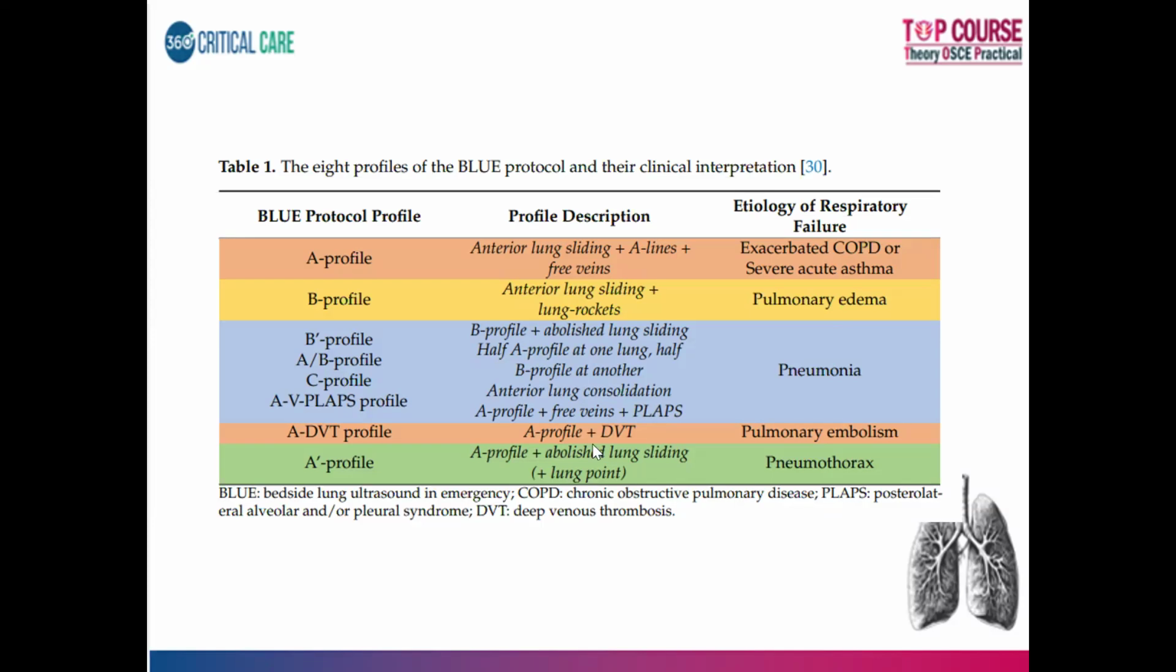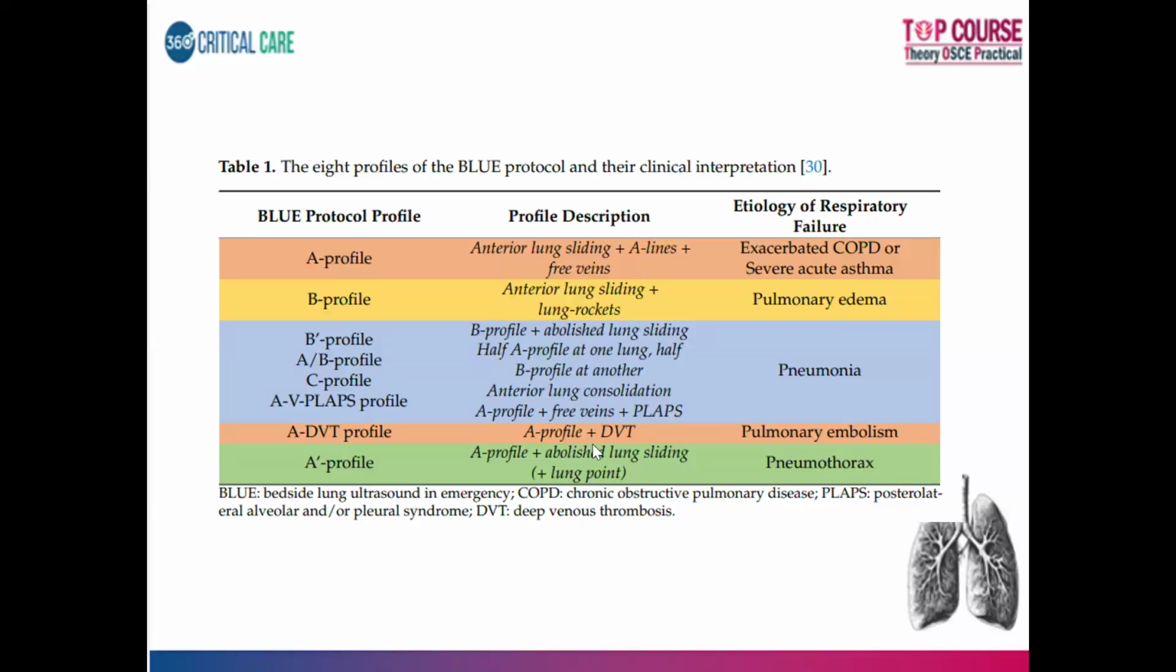Okay, so B profile, I have told you earlier, there can be lung sliding with the presence of lung rockets. That usually indicates the presence of pulmonary edema. Okay, so it can be cardiogenic, it can be non-cardiogenic. So there are a lot of other profiles which I've earlier mentioned.